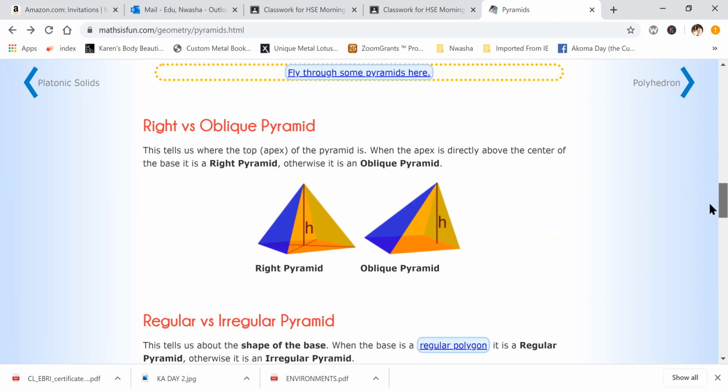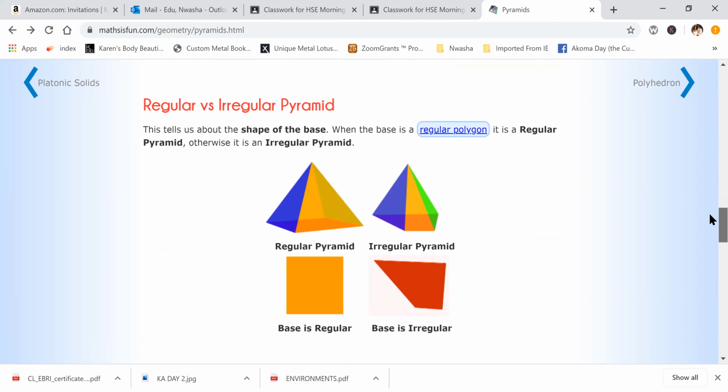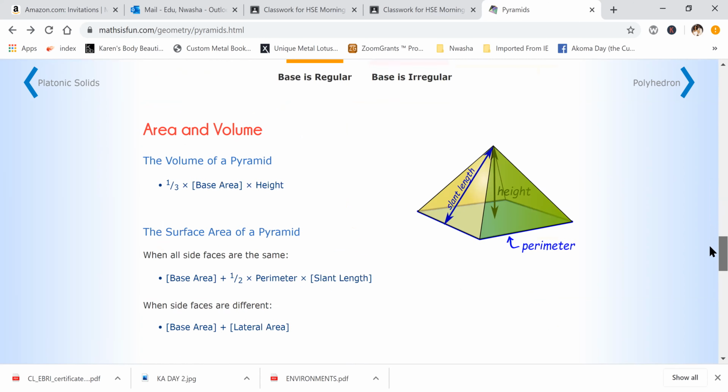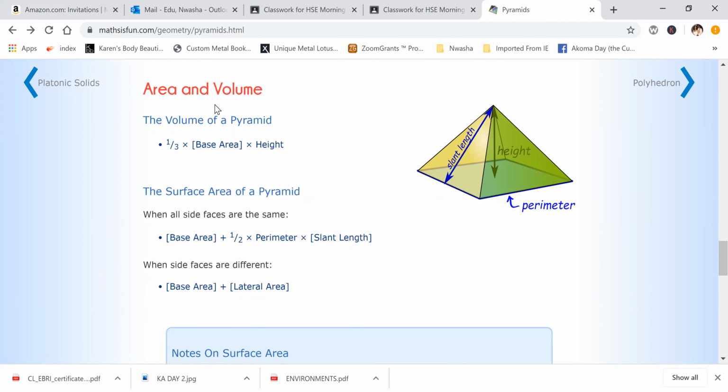Then they have the right pyramid, which is the one that we're talking about, versus the oblique pyramid where there's a slant in the pyramid. So all of the ones that we have done have created a right angle coming down from the vertex to the center. They've also got regular and irregular, which I don't think you're going to have. And then finally, they're talking about the area and volume.